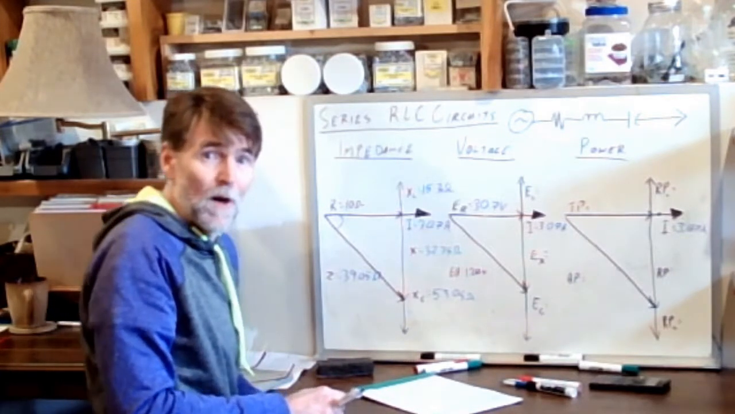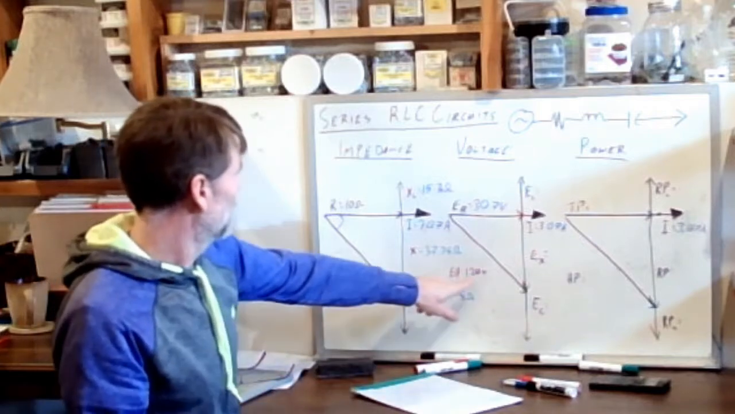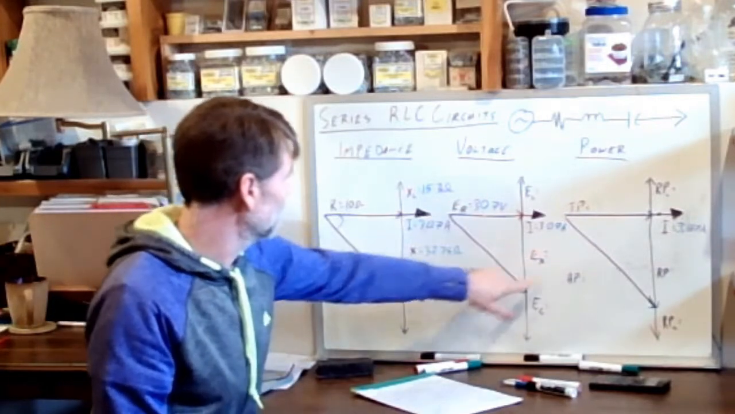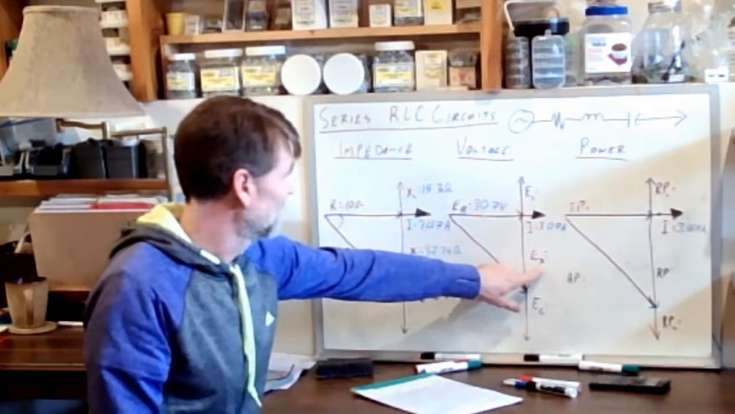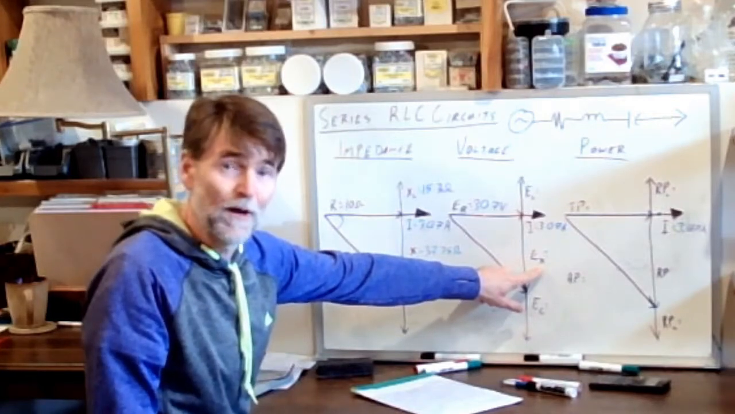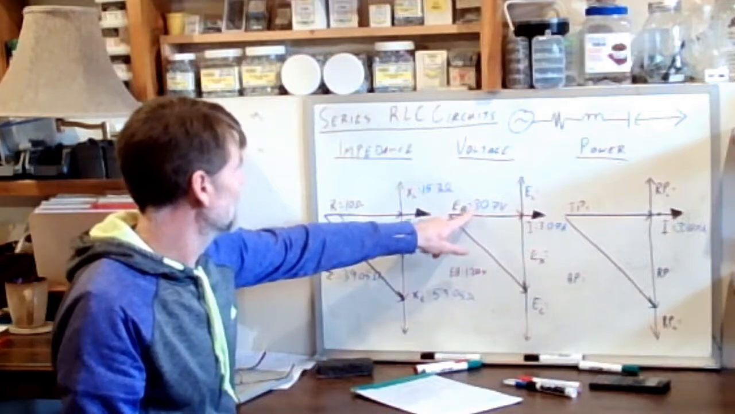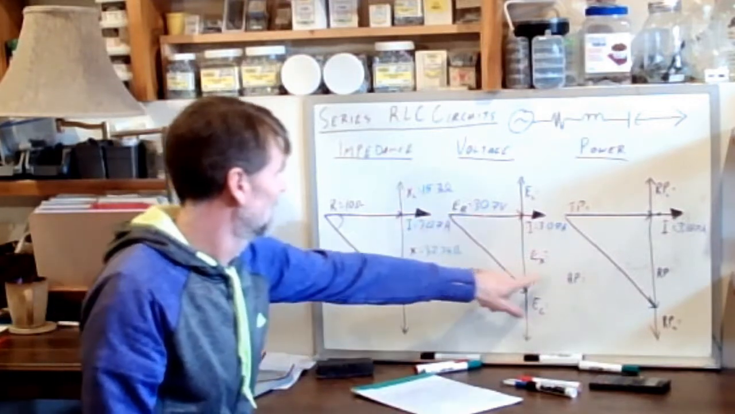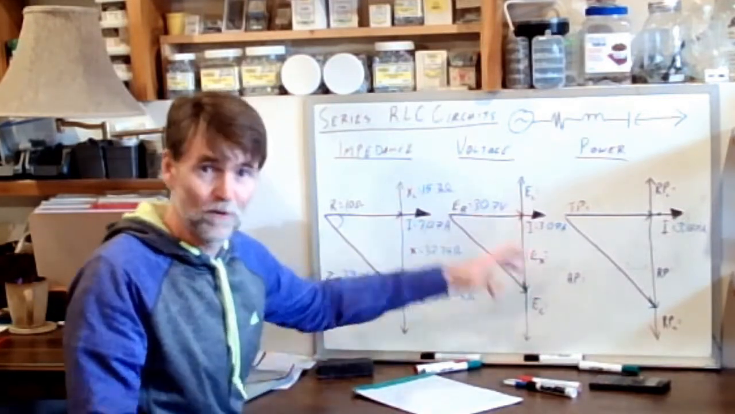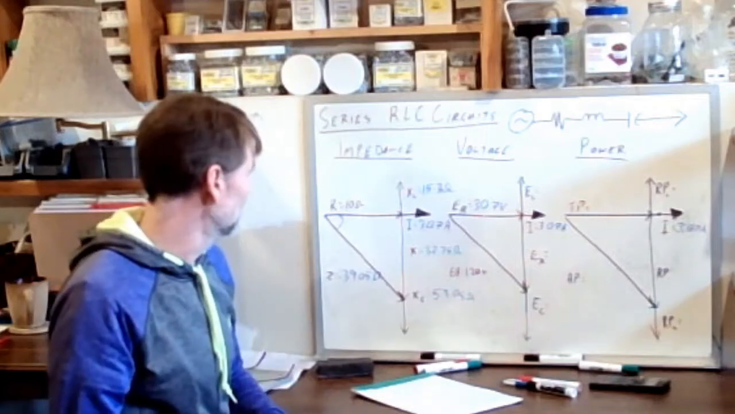All right, we have a couple of options here. One would be to use the Pythagorean theorem. So it would be EX equals the square root of EA squared minus ER squared. That would give us this number. That's just our right angle triangle work, Pythagorean theorem.